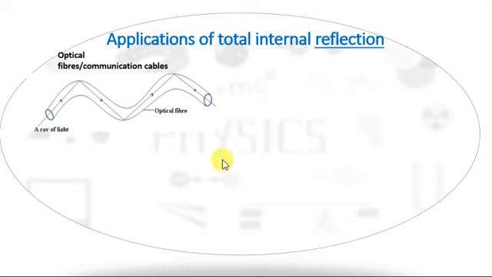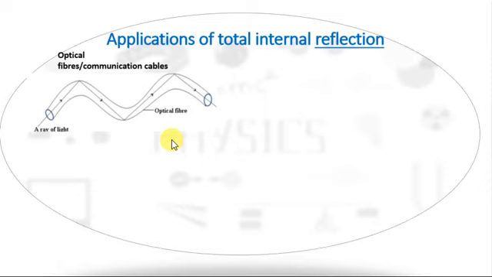Now inside they are hollow, like you see this pipe here. What they do is they keep reflecting the signal that is being sent. Let's say you're making a phone call, you're sending a message, you're sending something. That call is running through this wire at a very high speed, the speed of light, but it is being totally internally reflected.